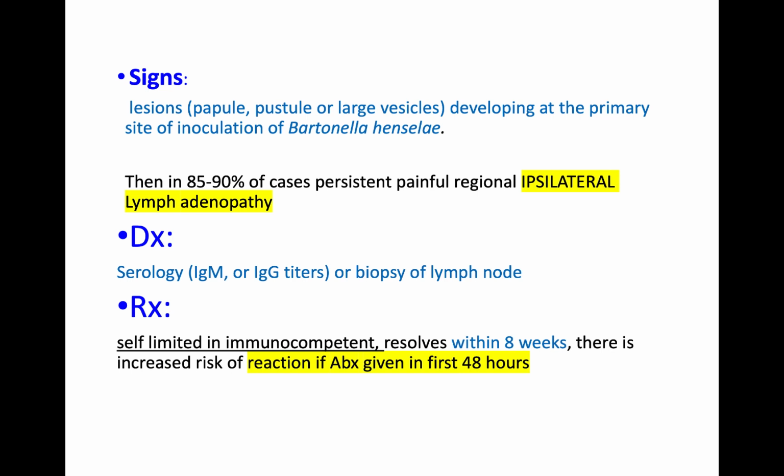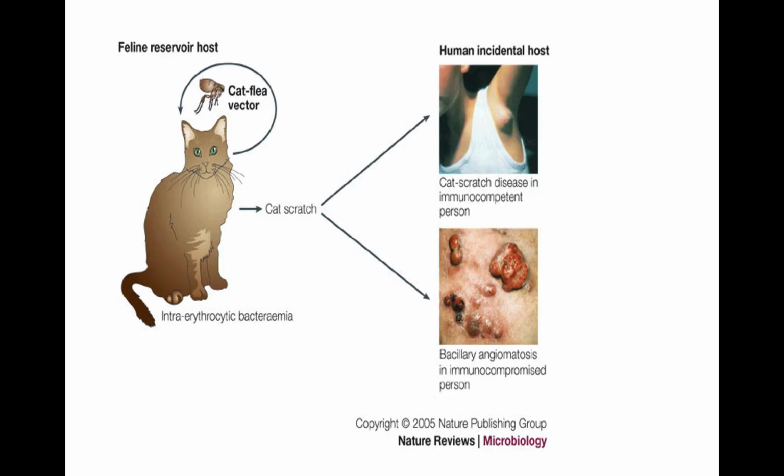Bartonella henselae is a bigger problem, cat scratch disease, in immunocompromised patients. So this is what we're talking about. Cat flea cycle. The cat has it, scratches a human. This is an incidental host. This is an immunocompetent patient. We have this ipsilateral lymph node, which might be painful. It will resolve on its own. Some guidelines indicate that you can give antimicrobials to it.